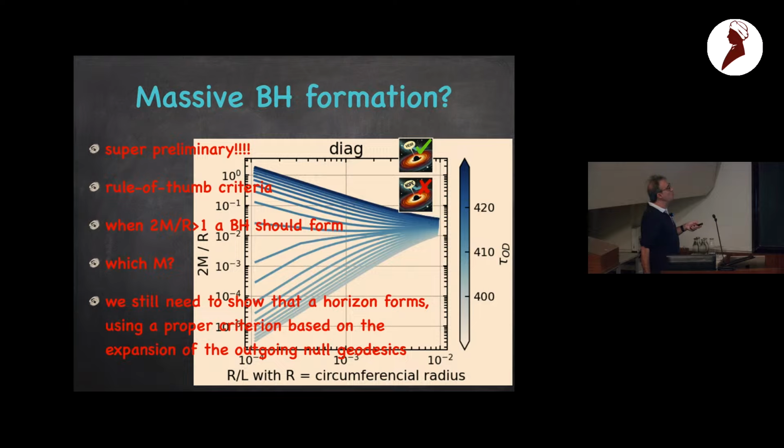The rule of thumb is, if you are above the line equal to 1, 2m is larger than r, then probably you see a black hole form. Remember, however, we are not in spherical symmetry, so that's why it's very difficult to answer. If we are below, no black hole.